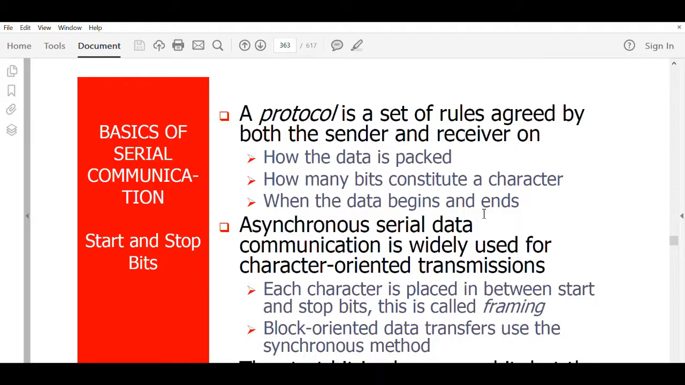The transmitter cannot just send the data as it likes, because the receiver will not understand what the transmitter has sent. So they should both have the same set of rules.